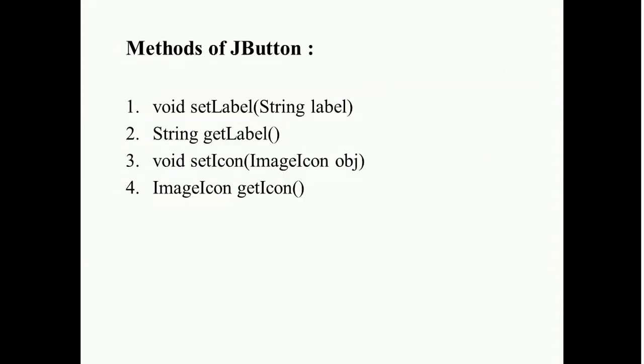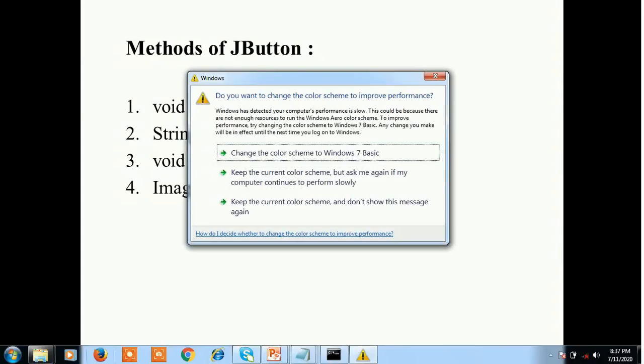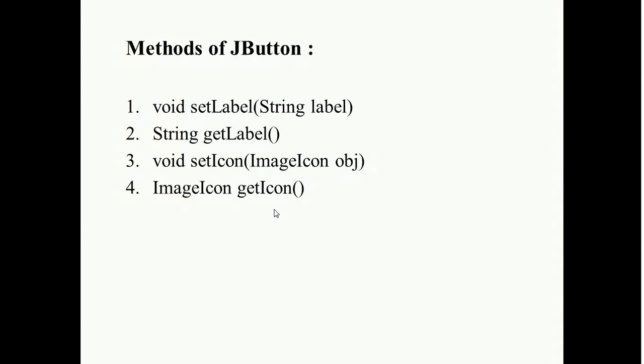Now see the methods of the button. There are four methods of the JButton. First method is setLabel, second method is getLabel, third method is setIcon, and fourth method is getIcon. First, see the method setLabel. Void setLabel having parameter String label. The setLabel method sets the specified label onto the button object, and that will be the name of the button.